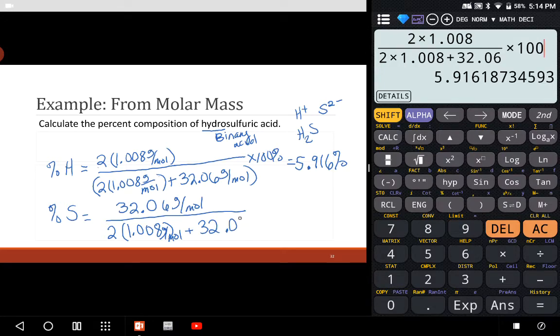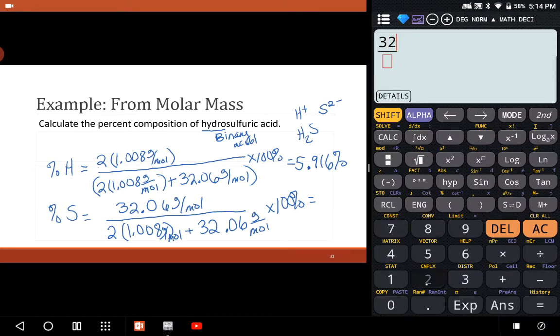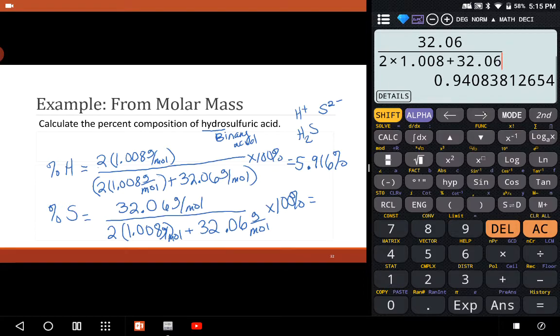Always write your units on values so that you can make sure that you are ending in the unit you think you're ending up in. And so I have 32.06, and that's going to be 2 times 1.008 plus 32.06, and then I multiply that by 100, and 94.08%. Both of those have 4 sig figs, and so that is fine.